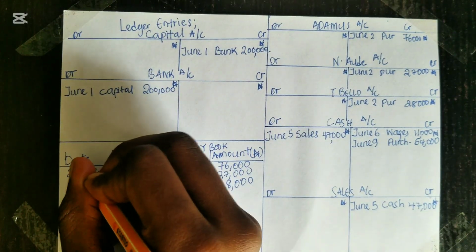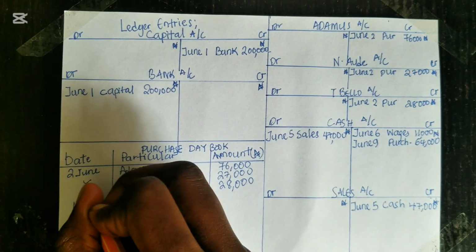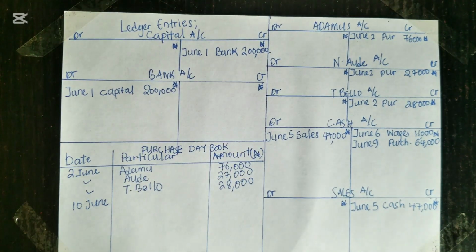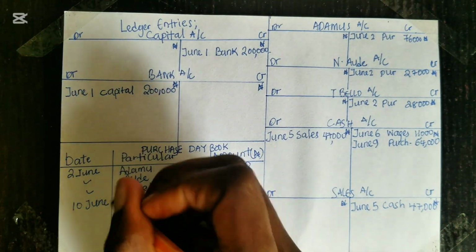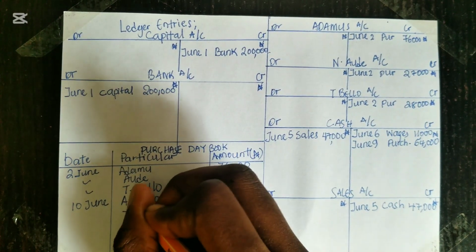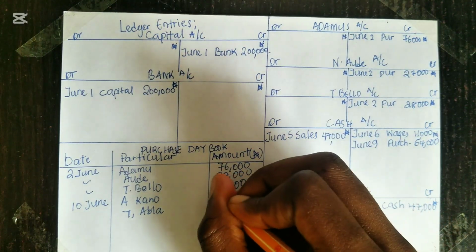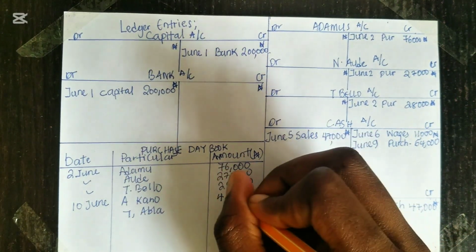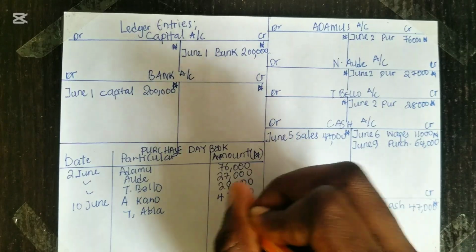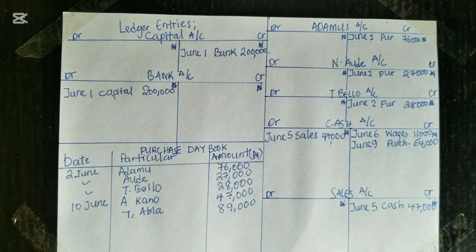So this is 2nd June. The next one is 10th June. So it's A Kano and T Abla, right? A Kano is how much? A Kano is 47,000, and T Abla is 89,000 naira. So now we have done this.